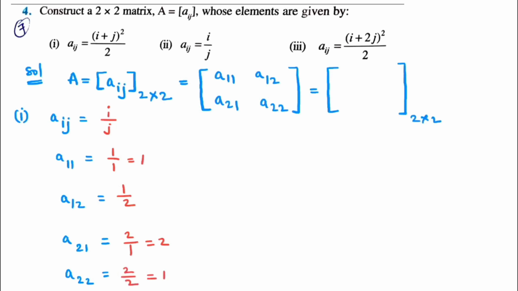So what happened? What is A11? Look here. We got A11 is 1. Now what is A12? A12 is 1 by 2. Okay. Next A21. A21 is 2. A22 is 1. I hope you understand how to construct a 2 by 2 matrix when they give it like this. Similarly, third bit, I want you to try on your own. Right? Now we'll move to the next question.